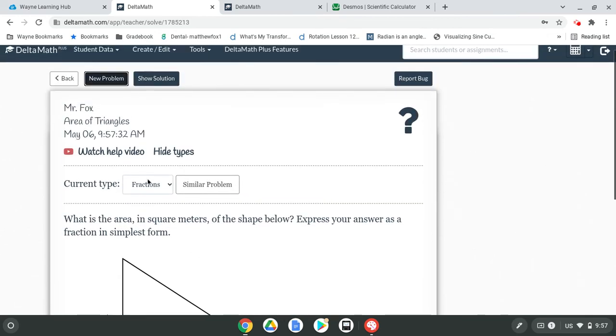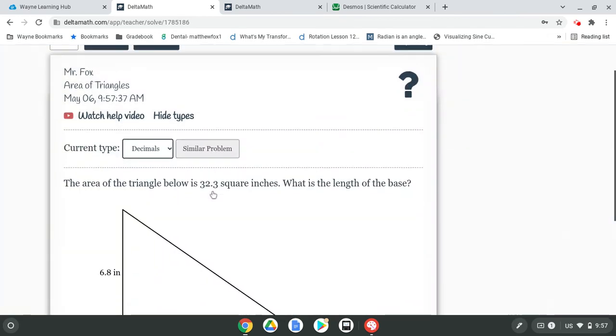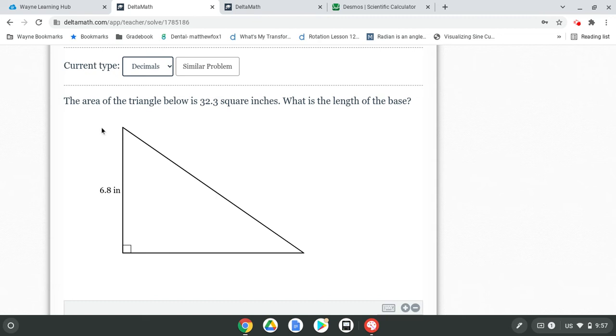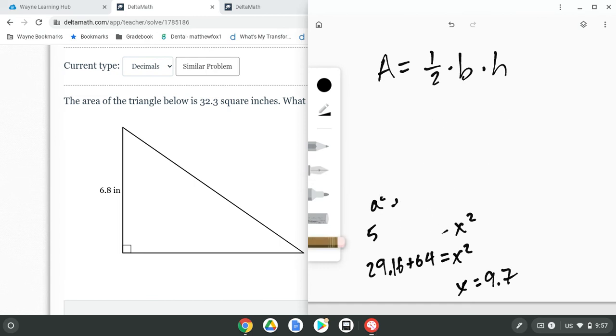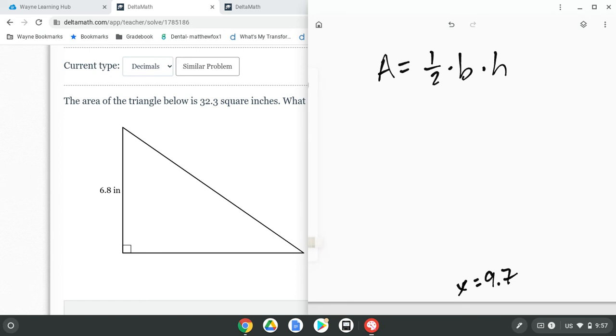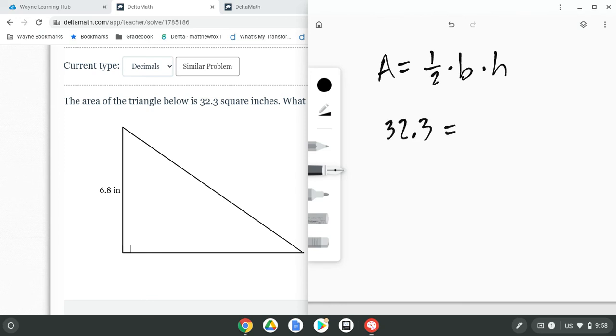So let's see, that's with fractions. I want to show you, okay, here's one other type. Sometimes the question might say the area of the triangle is 32.3 square inches. If it tells us what the area is, once again, I can solve, okay, and I know that area equals 1/2 times base times height. That is still true.